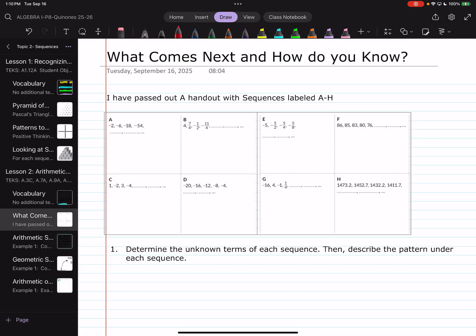Arithmetic version. Now what's R? The ratio.